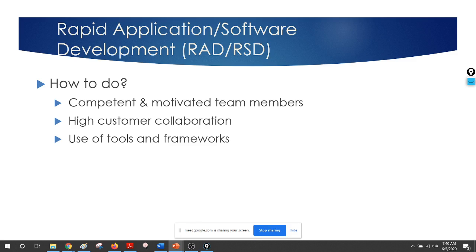So likewise the customer must also collaborate. If the customer is also collaborating, only then can you do rapid development. Then of course you have to use tools and frameworks, etc. It is not that you can just do rapid development using your notepad and command prompt. You have to use productivity tools like integrated development environments, build tools, etc. Then only you can go for rapid software development.